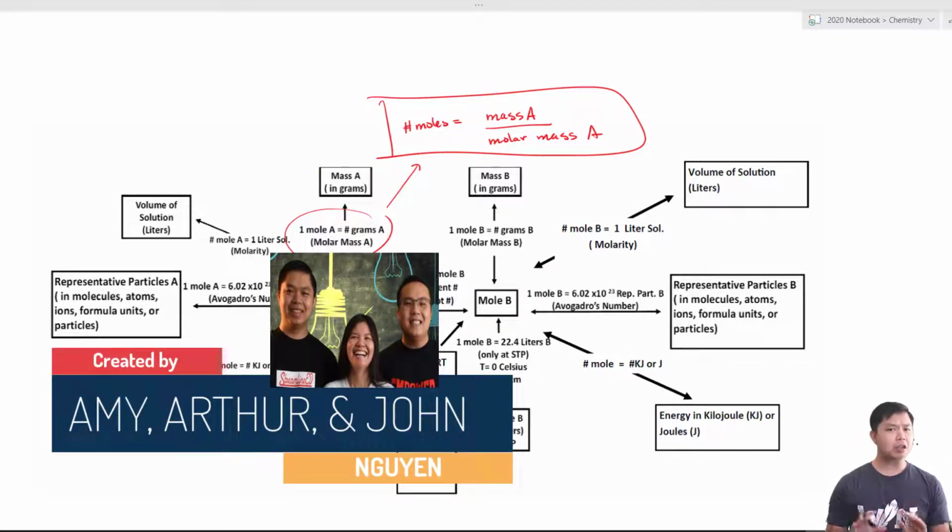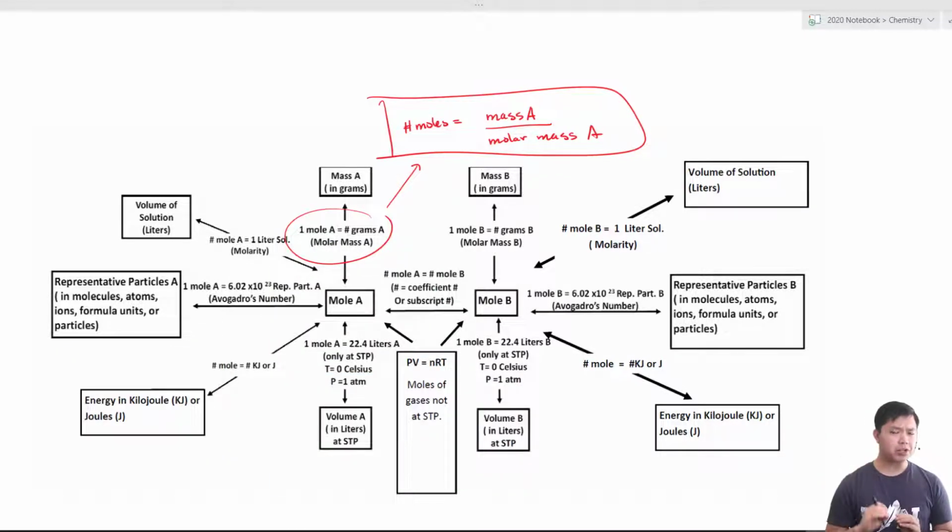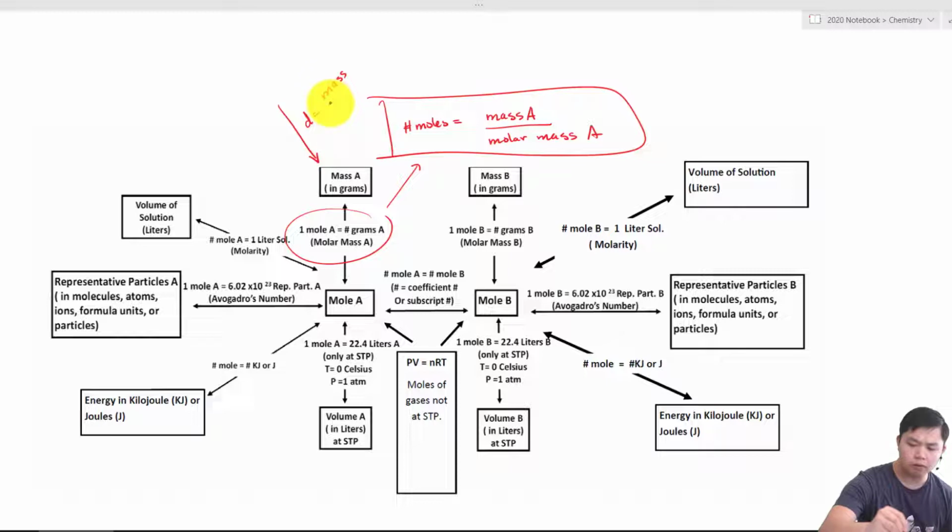Now we already learned how to use this flowchart and we memorized it already. But there is certain information that's not included in here, and that is density. Where is density? Well, density is a conversion factor. Remember, density is equal to what? Density is equal to mass over volume.